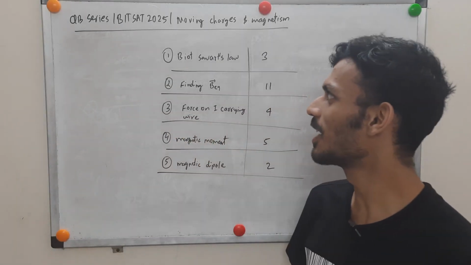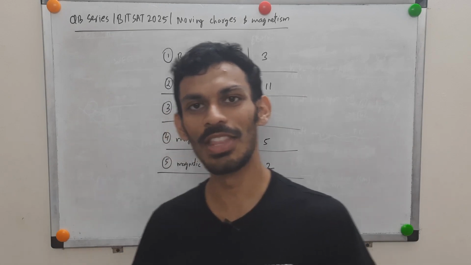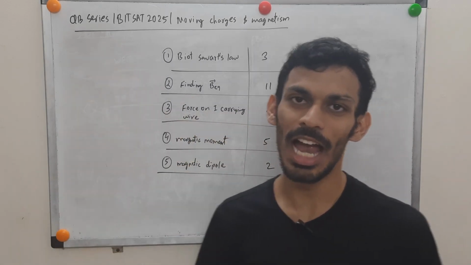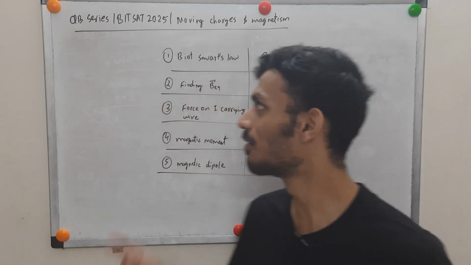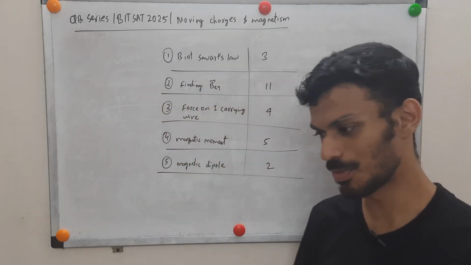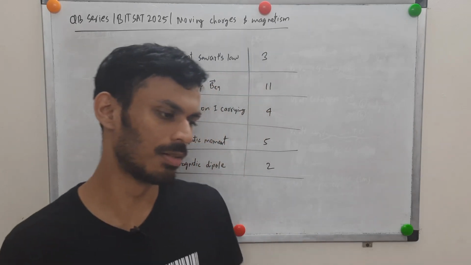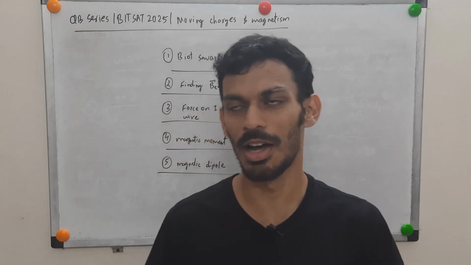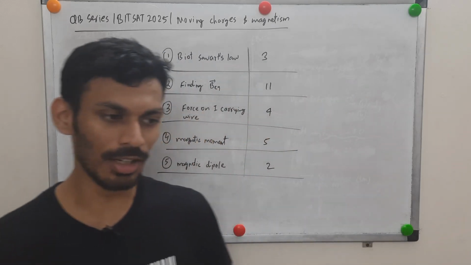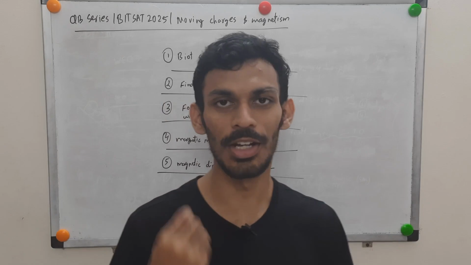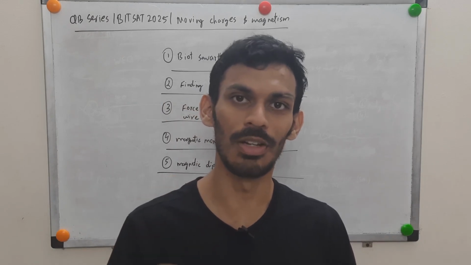This is the ultimate grind for BITSAT 2025. This is the question bank series, and today we are discussing the chapter of moving charges and magnetism. Previously we have discussed all the 11th standard chapters and also a few of the 12th standard chapters up till this point.